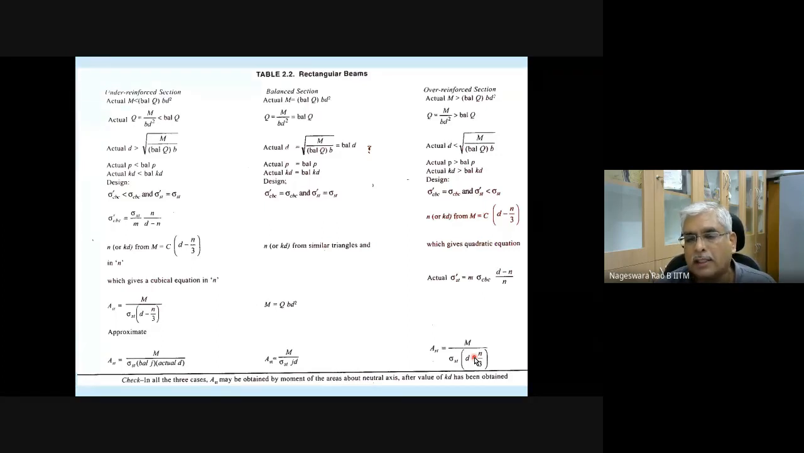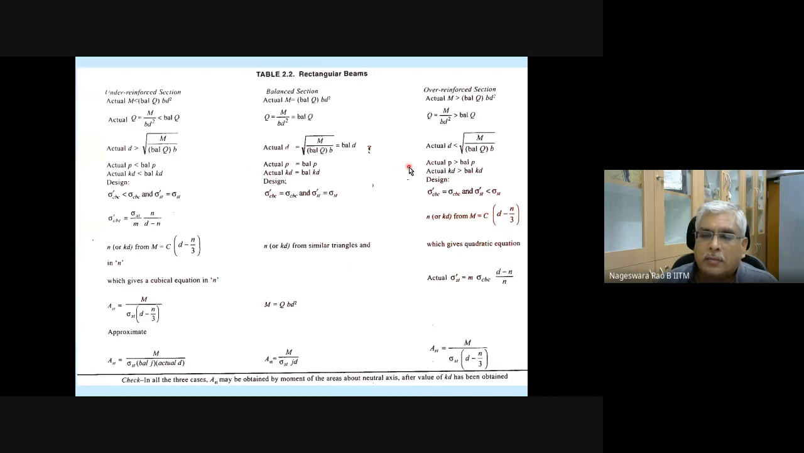Even in today's class, we still use the same example: 150 kilonewton meter, sorry, 150,000 Newton meter. In today's class, we learn how to do doubly reinforced section. Okay. Any questions?